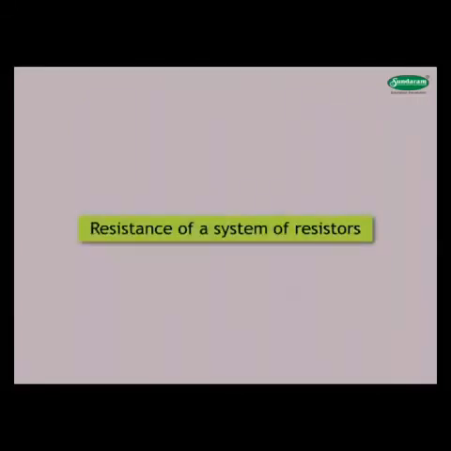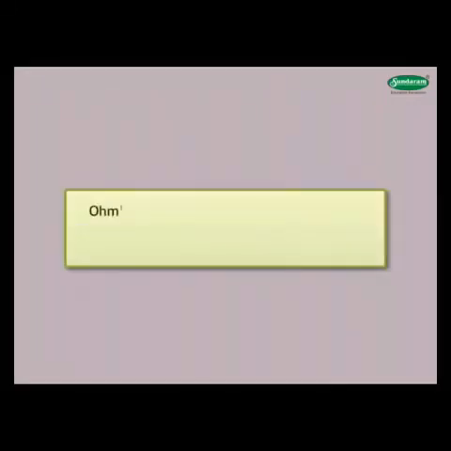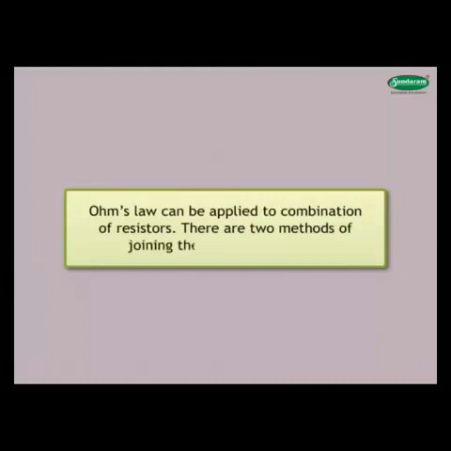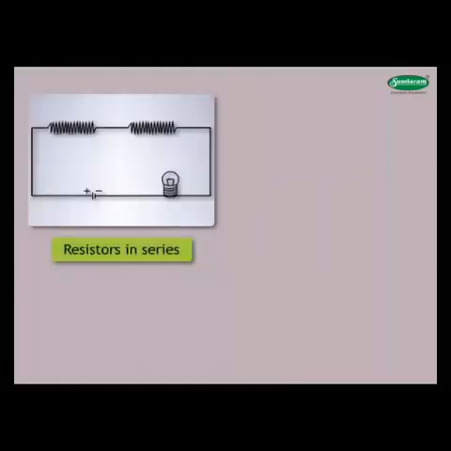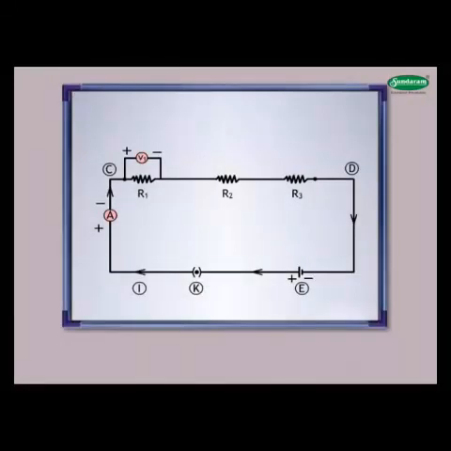Let us look at the resistance of a system of resistors. In various electrical gadgets, we often use resistors in various combinations. Ohm's law can be applied to combination of resistors. There are 2 methods of joining the resistors together. They are 1. Resistors in series and 2. Resistors in parallel.